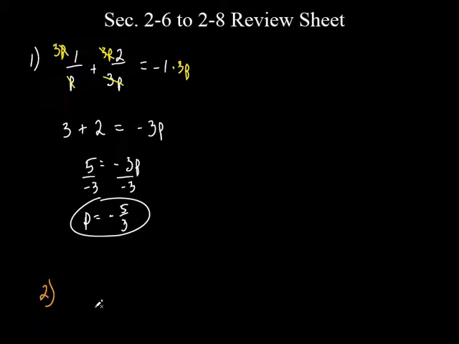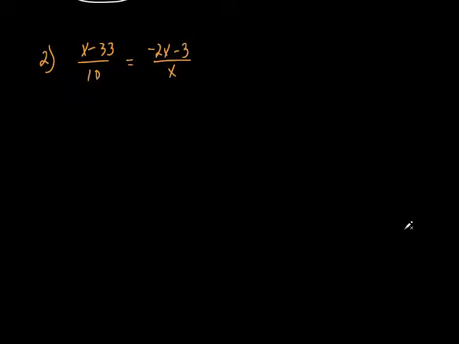It's x minus 33 over 10 equals negative 2x minus 3 over x. I'm looking at this problem. This is a little bit different. I could do this another way. Instead of multiplying both things by the common denominator, I mean, that'll work. But you could cross multiply, couldn't you? When you have a fraction set equal to another fraction, you can just cross multiply and solve for x. Anybody think about doing that or no?